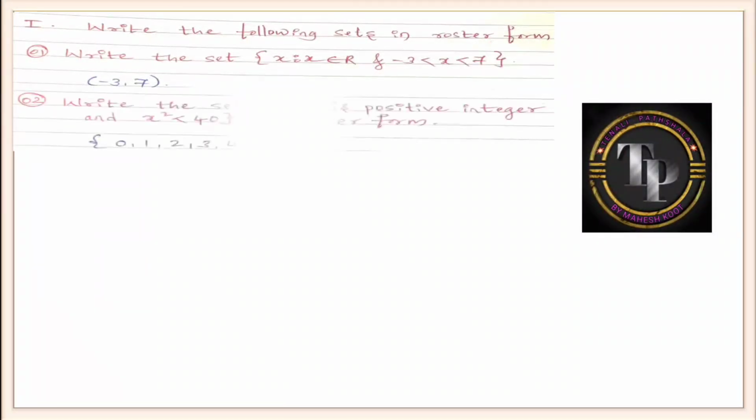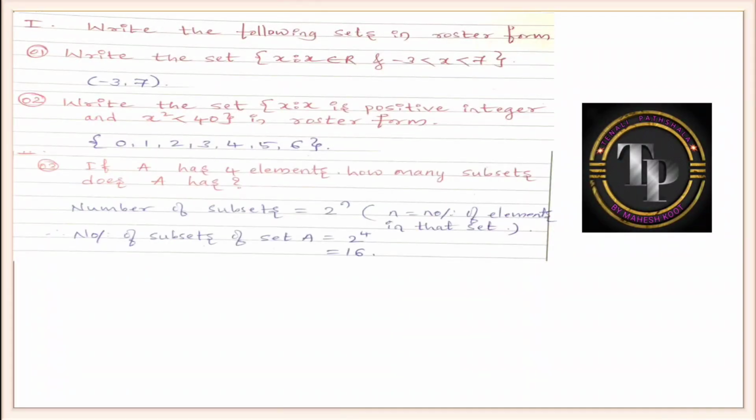Question number 2, write this set: x such that x is a positive integer and x square is less than 40, in roster form. See, guys, they are asking x is a positive integer. Integers start from 0, 1, 2, 3, 4, 5, 6. So why am I writing up to 6? Because x square is less than 40, and 6 sixes are 36. If you take 7, 7 sevens are 49, it is again greater than 40. That's why I am taking up to 6. I hope you followed.